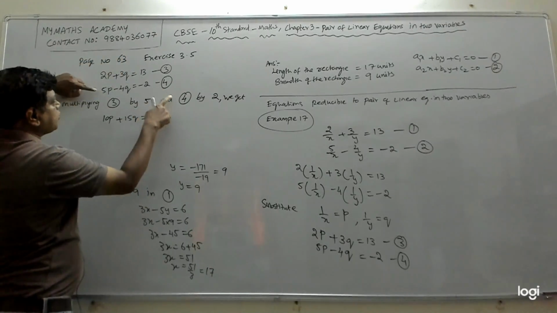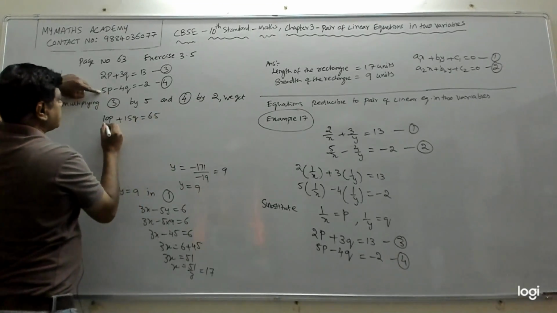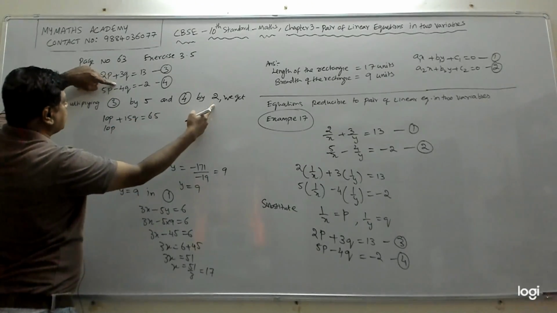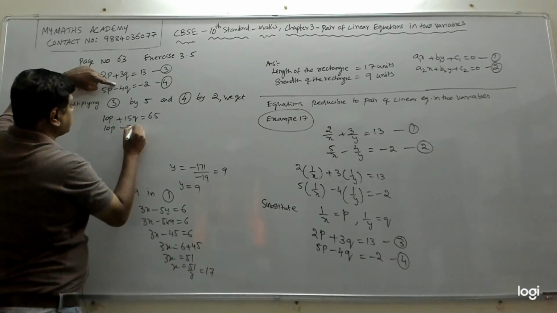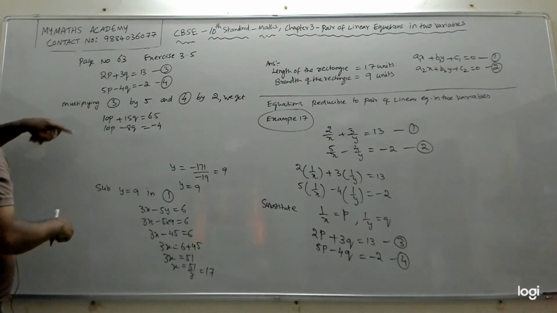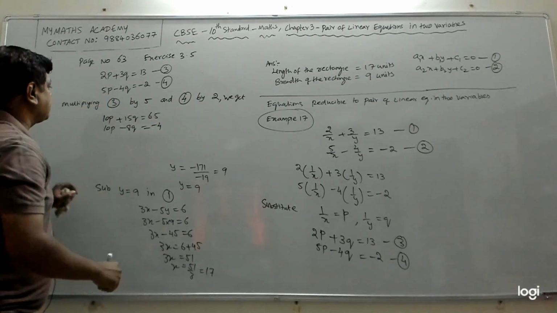Similarly, multiply the equation 4 by 2. So 5p into 2 is 10p. Then again minus 4q into 2 will give me 8q. Then minus 2 into 2 gives me minus 4. Right? 5 2s are 10, 4 2s are 8, minus 2 into 2 is minus 4.